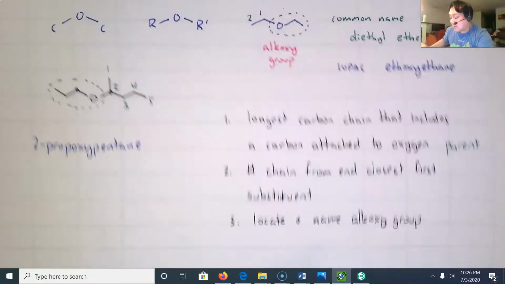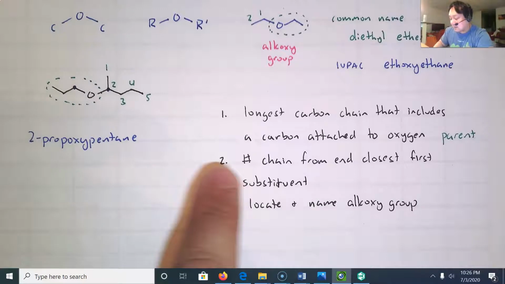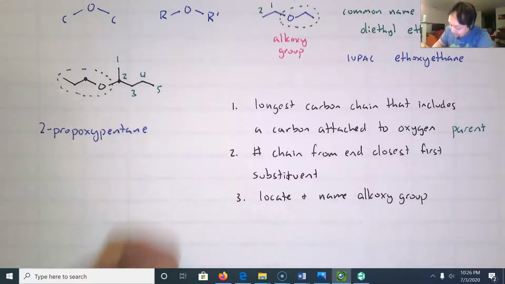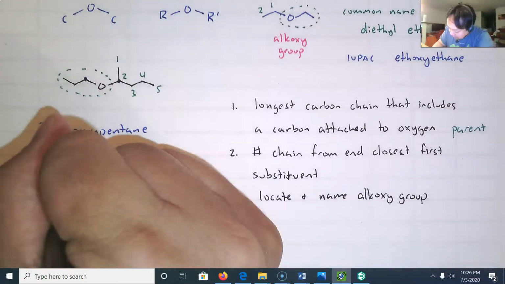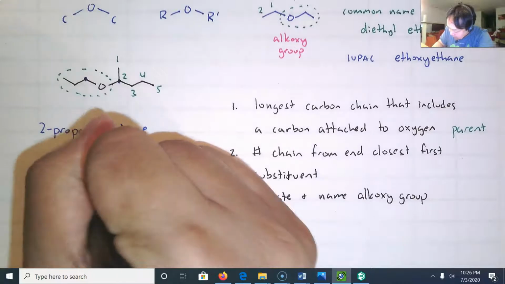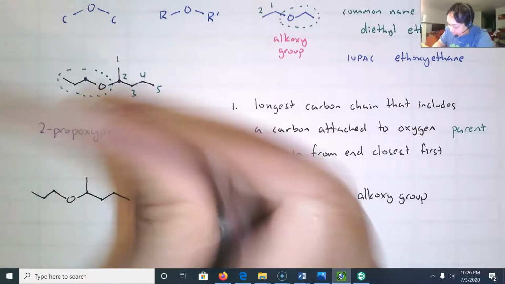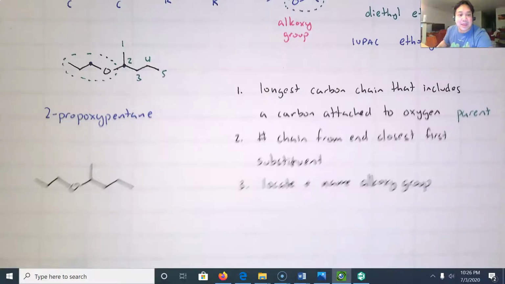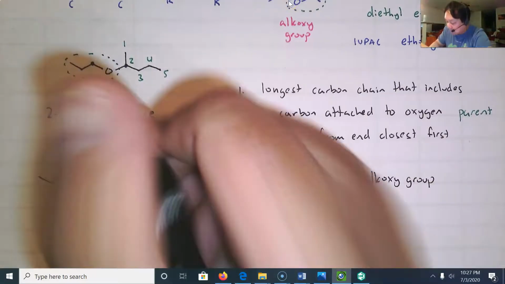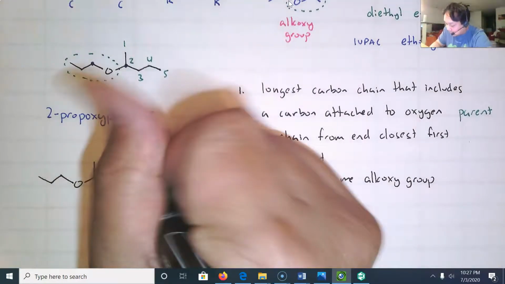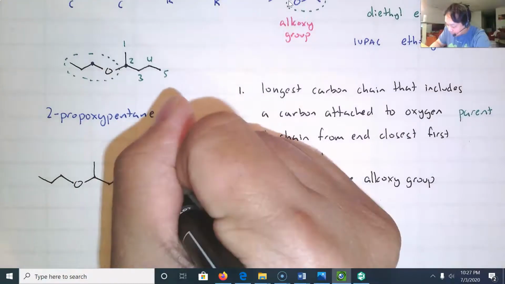Now, let me give you an example that's going to test this rule right here. It's the same ether as before, but now I'm going to put a substituent on this carbon, and I'm going to put a chlorine.